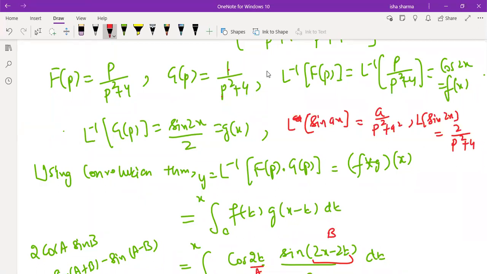This is very important. You have to take care while applying this formula in many questions. If p is in the numerator, then it is straightforward, it is cosine. But if nothing is there in the numerator, it will be equivalent to the sine function, but you have to take care of the constant. Had it been 2 over p square plus 4, we would have directly written sine 2x, but it is 1 over p square plus 4, so it needs to be divided by 2 here.